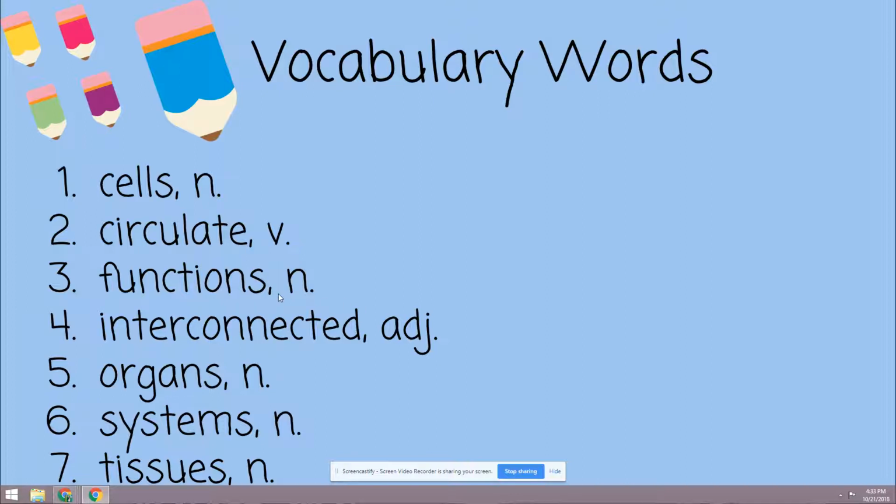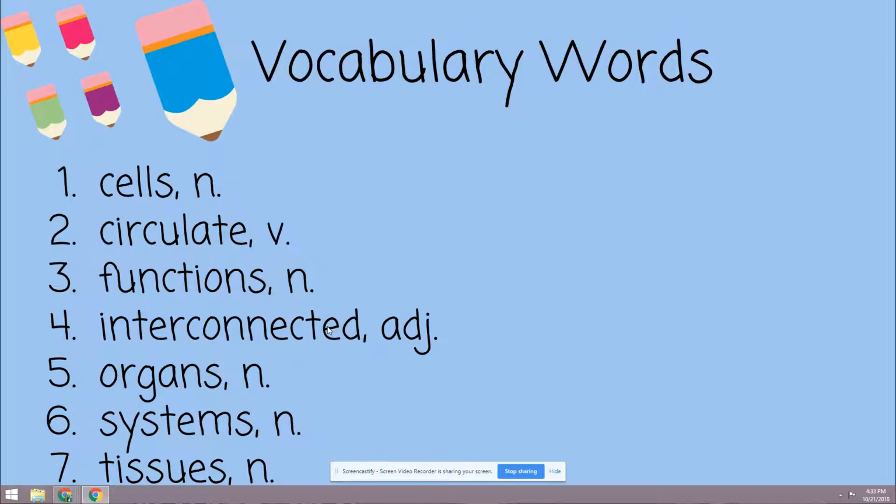Number 3, our word is functions. Functions is a noun. Functions are the actions or activities that something was designed to do. An example, a dictionary has many functions, but I use it most often to check the definition of a word.